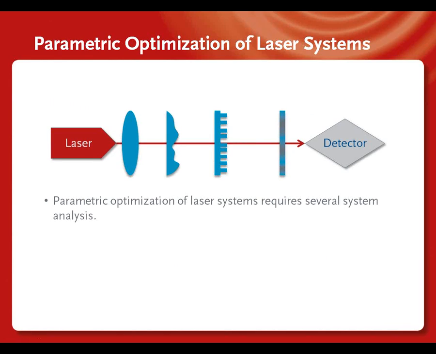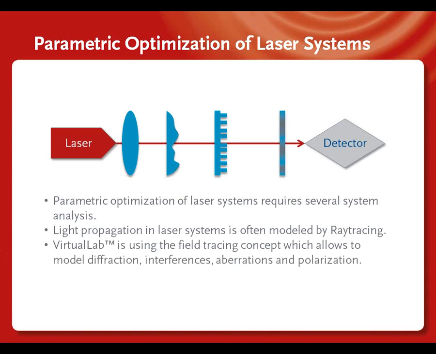If we optimize a laser system by a parametric optimization, we need to analyze the optical system several times during the optimization. In several software programs, this light propagation through the laser system is often modeled by ray tracing, and this means if we do ray tracing, we neglect diffraction and interference effects, for example. VirtualLab has this powerful field tracing concept, and it allows us to model the light propagation through the optical system, including diffraction, interference, aberration, and polarization effects. That means if we include these optical effects in the analysis of the optical system, we can also take into account these effects during the optimization.